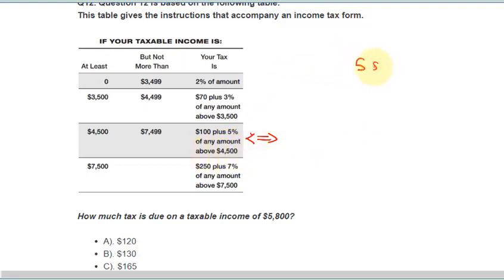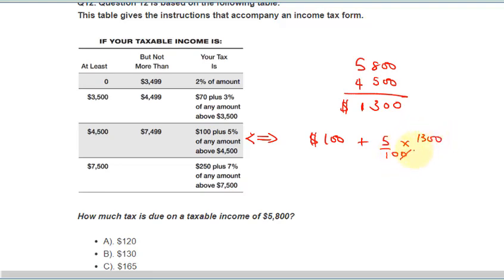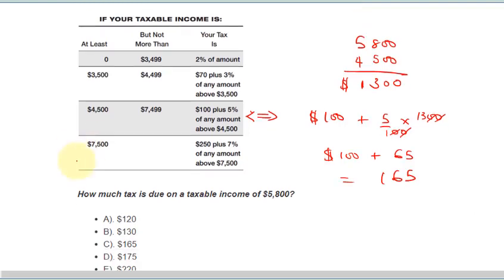Now when you do 58 subtract 45, that's going to give you 13. So now it means there will be a $100 charge for the tax plus 5% on anything above 4,500. So what is above 4,500 is 1,300. So double zero cancels out the double zero. So we have $100 plus 5 times 13, which is going to give us 65. So this is going to give us a total of $165. So from here, you can see the correct answer is going to be C.